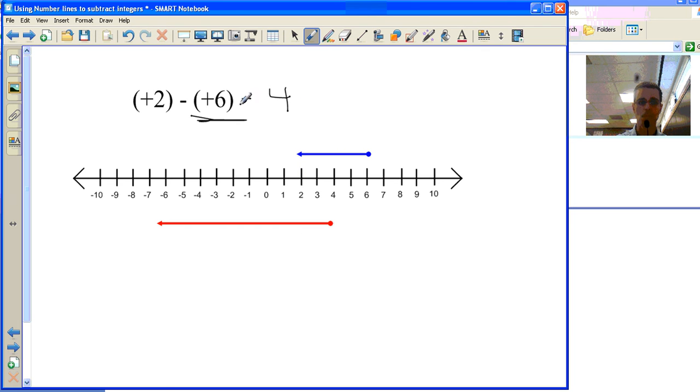So we know the answer is going to be 4. The question is, is it negative or is it positive? And it is negative because we went back along the number line. That's really important to remember. If we went back from +6 down to +2, it's going to be -4.